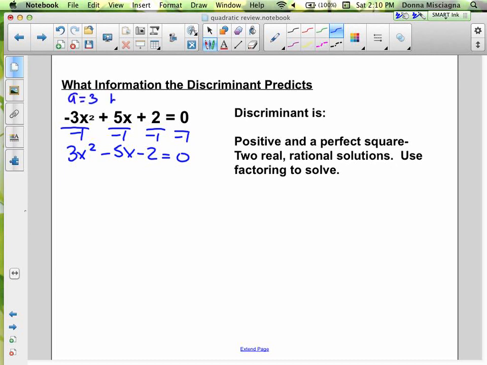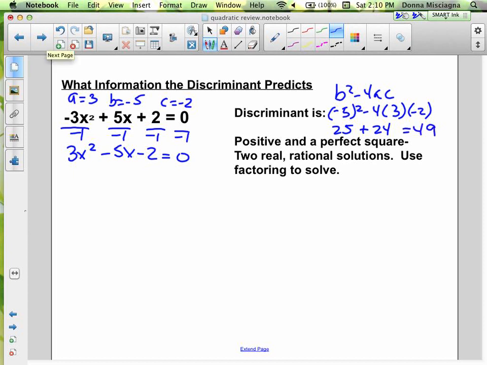So a is 3, b is negative 5, and c is negative 2. b squared minus 4ac: negative 5 squared minus 4 times 3 times negative 2. That gives us 25, plus 12 times 2, that's 24, and that's 49. And 49 is a perfect square, and it's positive. If you have a negative number, you still can't factor; you'll have to use completing the square or the quadratic formula. If this was negative 49, use completing the square.